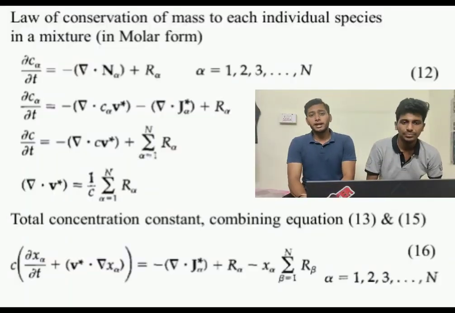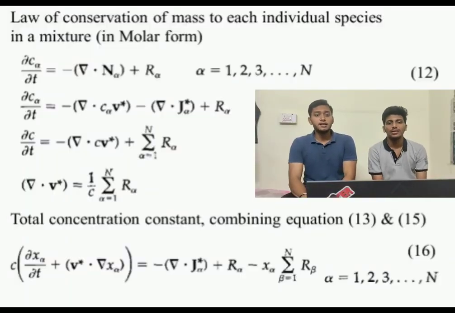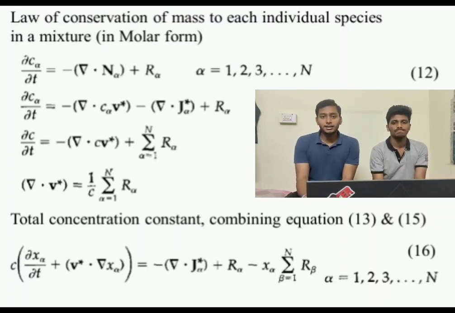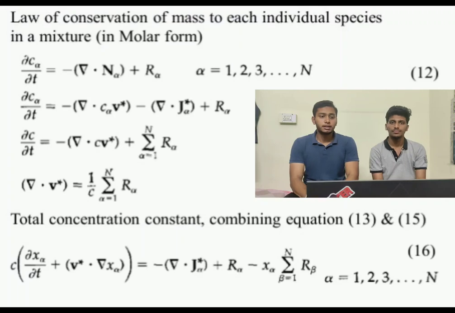Okay. Now we look at the final equation, which is C times dou x alpha by dou t plus V star dot del x alpha equals minus del dot J alpha star plus R alpha minus x alpha times the summation of beta from 1 to n of R beta. Now we look at the meaning and significance of every term.